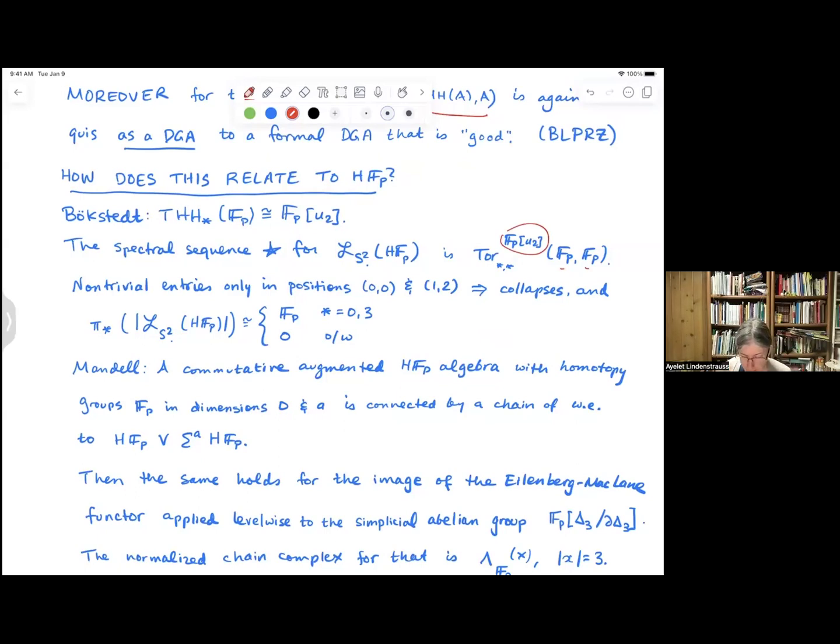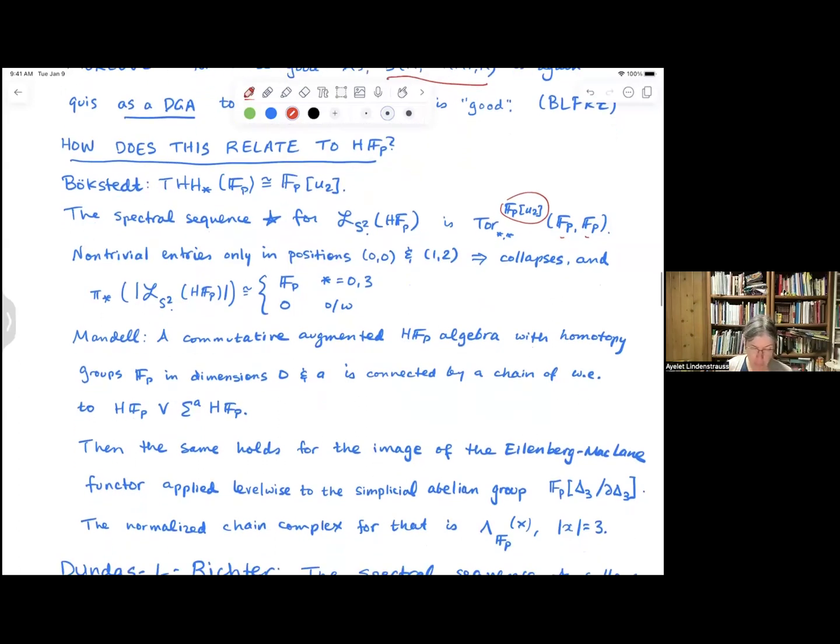And so if you have a commutative augmented HFP algebra with homotopy groups FP in dimensions 0 and A, it's connected by a chain of weak equivalences to the obvious commutative augmented HFP algebra with homotopy groups FP in dimensions 0 and A, which is you take HFP in dimension 0 and you join it with a suspension of HFP, where we know how HFP acts on the suspension, and the suspension part is square 0. And so there aren't exotic commutative augmented HFP algebras with homotopy groups FP in dimensions 0 and A. A has to be positive.